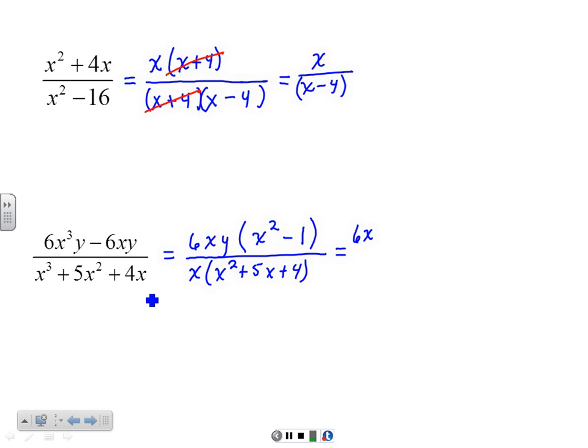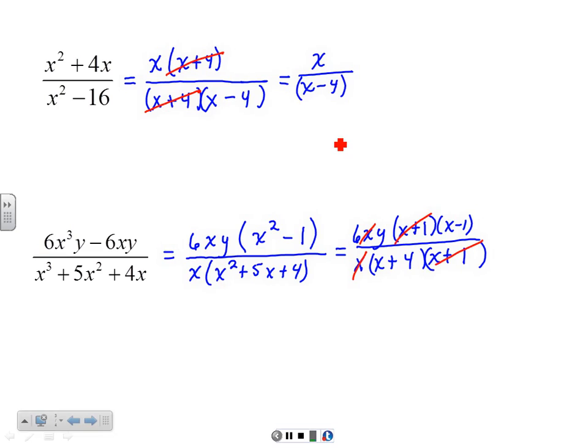So now I'm going to factor this completely. X squared minus 1 is the difference of two squares, which will factor into x plus 1 and x minus 1. On the bottom I still have that x, but that trinomial will factor into x plus 4 and x plus 1. Now I have straight multiplication. I have these factors up top and these factors down at the bottom, so you can cancel out anything that looks alike.